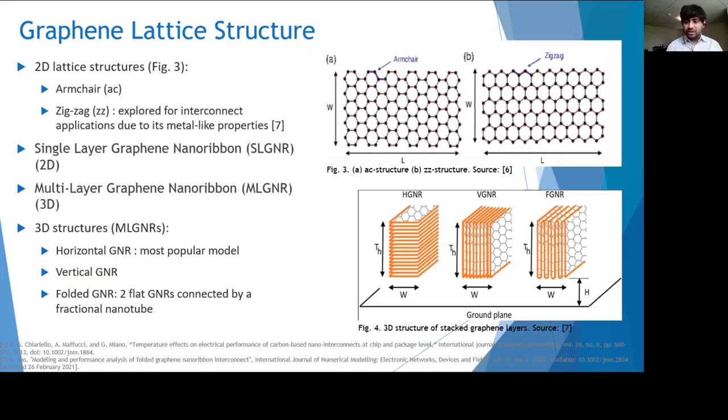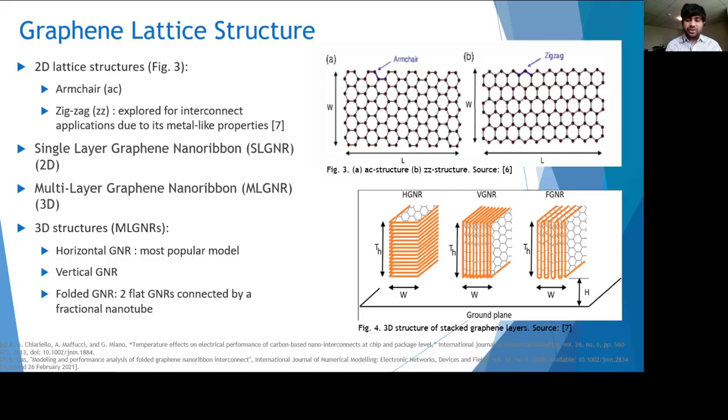Graphene interconnects are also referred to as nanoribbons, graphene nanoribbons. Nano because of the scale of the interconnects, and ribbons for width less than 15 nanometers. There are single layer graphene nanoribbons, which is a single layer of graphene, and multi-layer graphene nanoribbons, where multiple graphene layers less than 15 nanometers wide are stacked on top of each other, either vertically or horizontally, or they're folded. In the folded structure, it can be vertical or horizontal. These structures are shown in figure 4. So HGNR is horizontal, VGNR is vertical, and FGNR is folded.